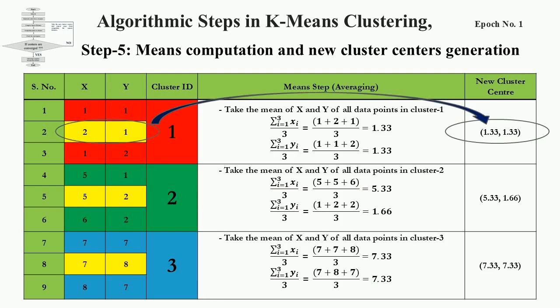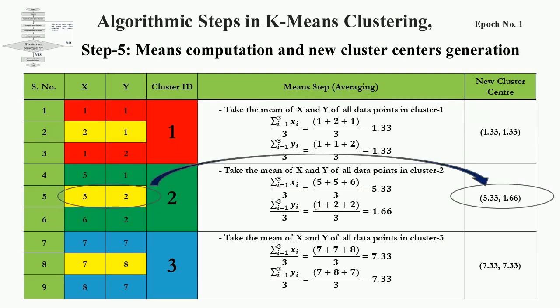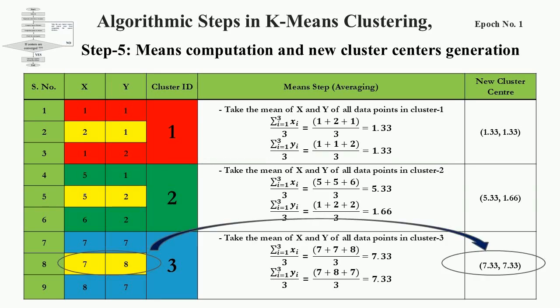Now, it can be observed here that cluster 1 with (2, 1) has been changed to (1.33, 1.33). Similarly, cluster 2 with (5, 2) has been changed to (5.33, 1.66). And in the same way, cluster 3 with (7, 8) has been changed to (7.33, 7.33). This is the end of step number 5.